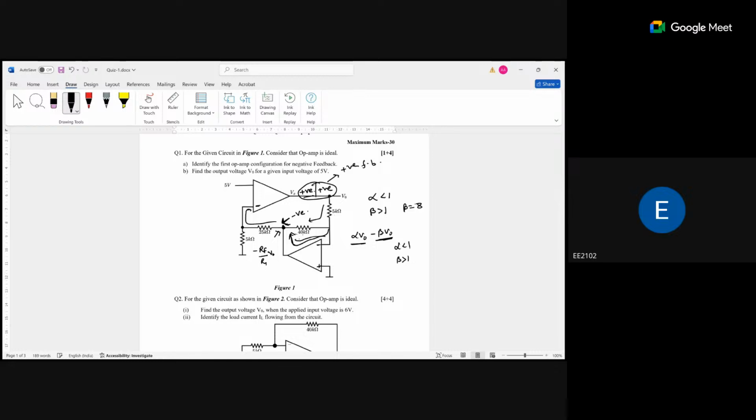So what should we do? If we multiply this negative voltage with the positive voltage, we get a negative voltage. We apply positive voltage, that means this one is a negative feedback. If this terminal is positive, that means this terminal is negative.